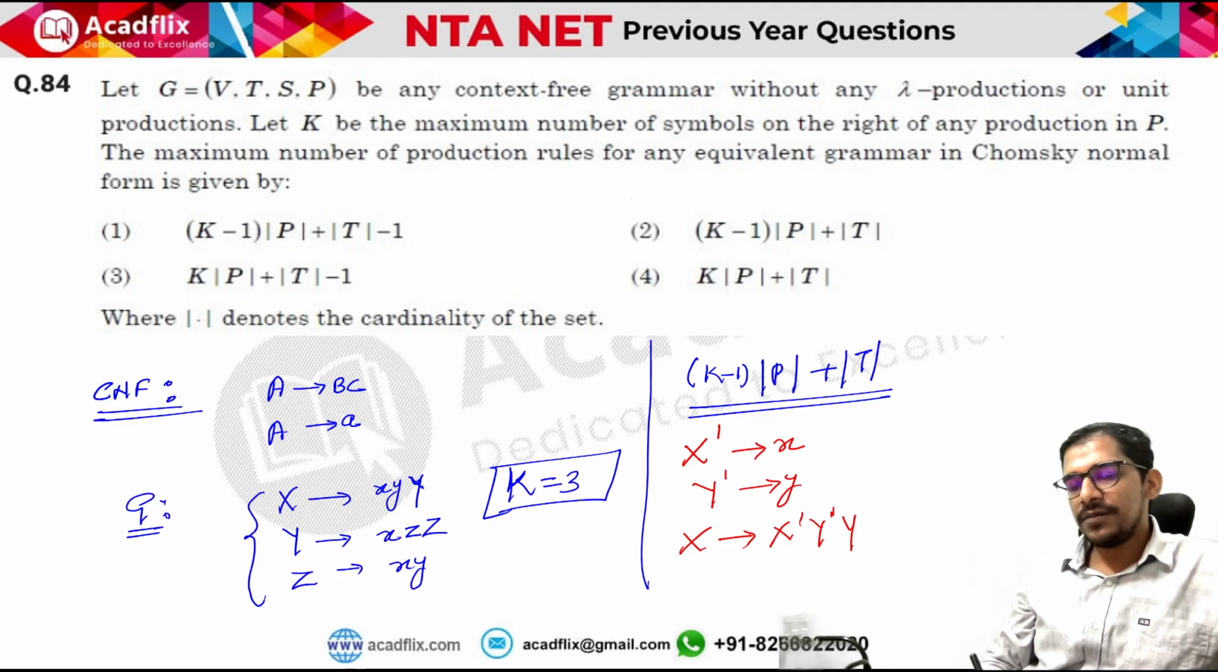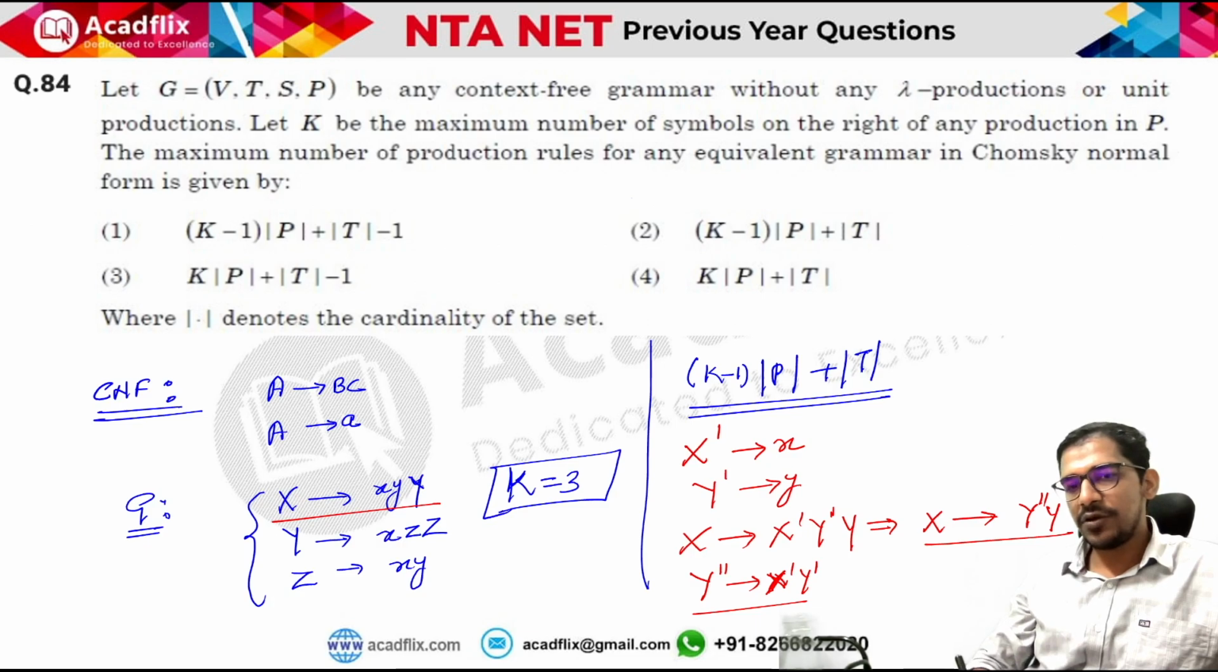Still it is not in CNF. So we can take another production rule, let us say Y double dash tends to X dash Y dash. The new production rule which we are taking should also be in CNF, and this production rule is in CNF. Now we can put X tends to Y double dash and Y. So now this production rule is in CNF, right?